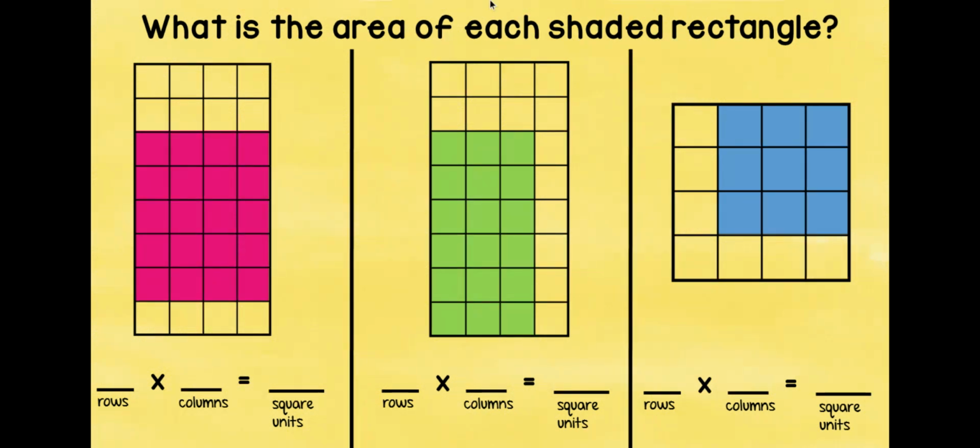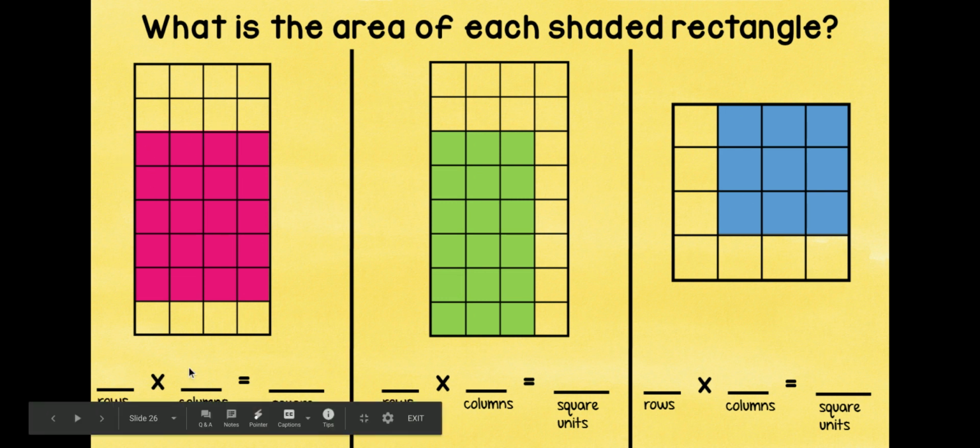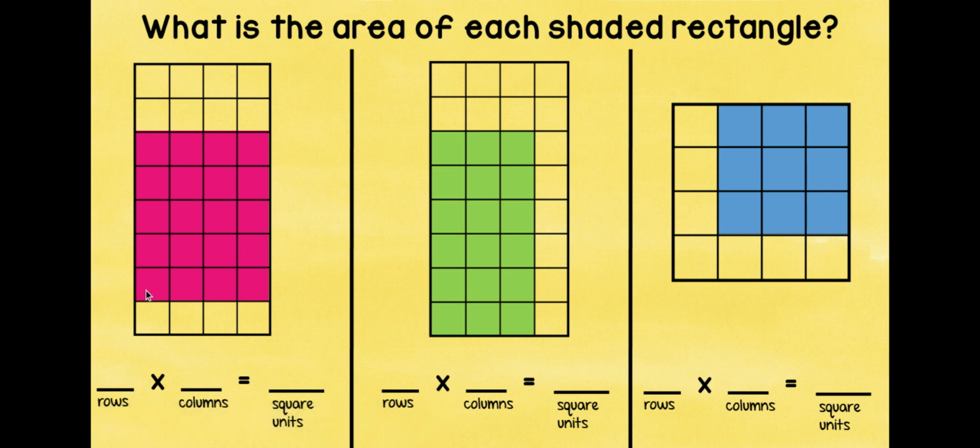So for these 3 pictures, these 3 questions, you can use either strategy. You can count out the squares if you want, or you can multiply how tall it is times how far across it is for the pink, the green, and the blue question. So go ahead, pause the video and find those 3 areas.